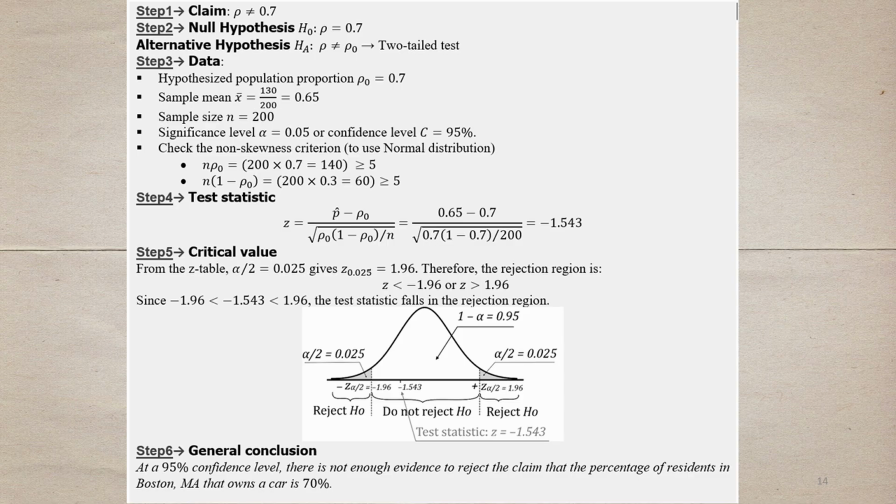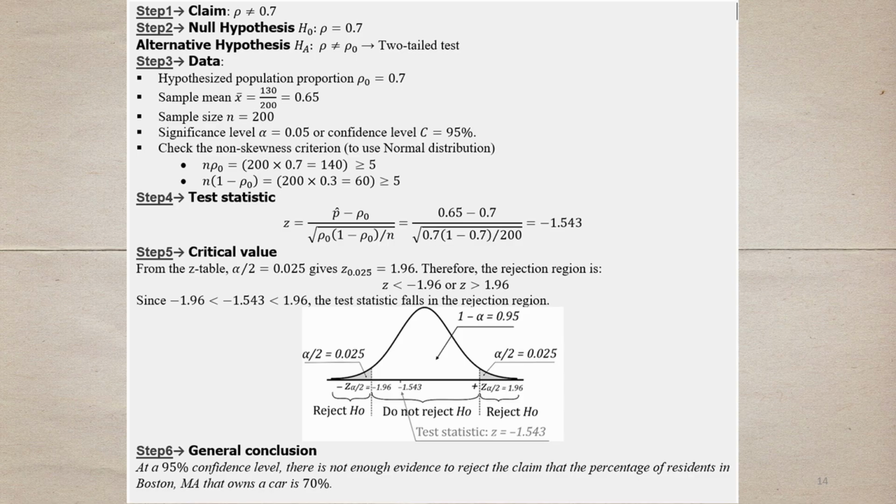Step 2. Define the null and alternative hypotheses. H0 says that the proportion is equal to 0.7, while HA says that the proportion is different from 0.7. Therefore, this is a two-tailed test. Step 3. Get the data from the problem statement. Don't forget to check the non-skewness as shown.